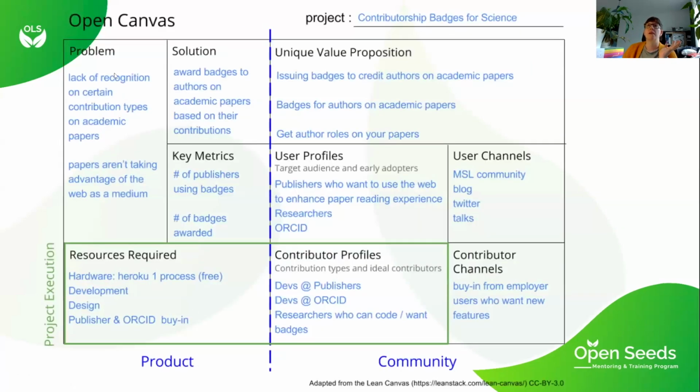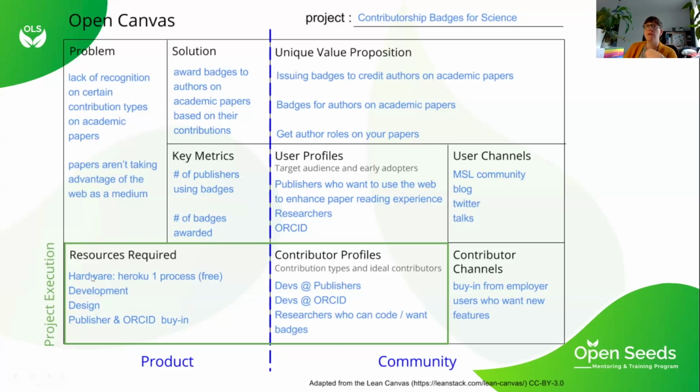So this is an example that was built in one of our workshops. This person recognized the problem, which was the lack of recognition of certain contribution types on academic papers, and that papers weren't really taking advantage of the web as a medium. So the solution that this person proposed was awarding badges to authors on academic papers based on their contributions. The metrics for success were going to be the number of publishers using badges, and also the number of badges awarded.